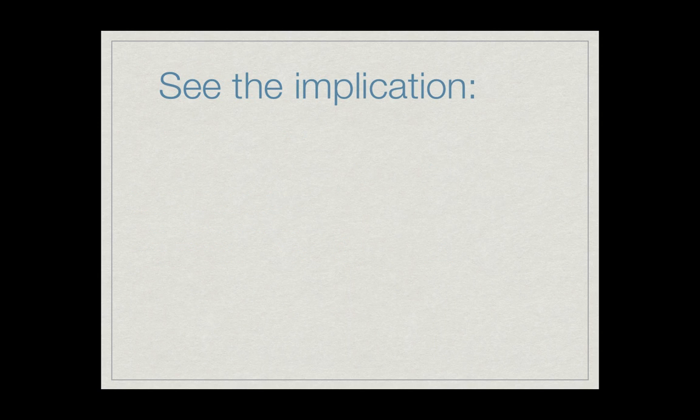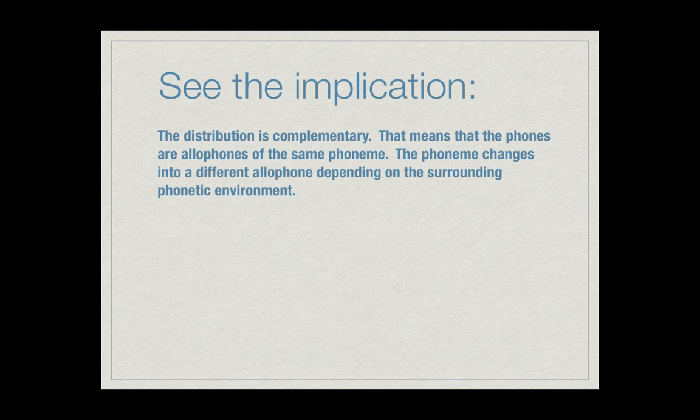But before moving on to other questions, it is important to make sure that you understand what this actually means. If the distribution is complementary, then the phones are allophones of the same phoneme. The phoneme is realized as one allophone or the other, depending on the surrounding phonetic environment. We can represent this fact of Kenyang mental grammar visually, with diagrams that show the relationship between phonemes and allophones.